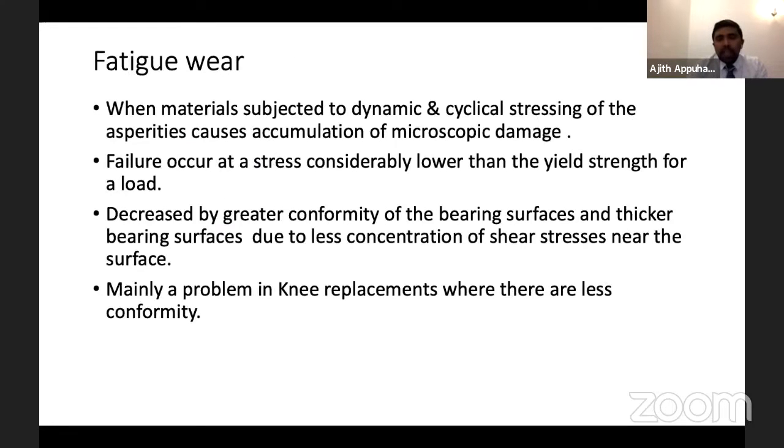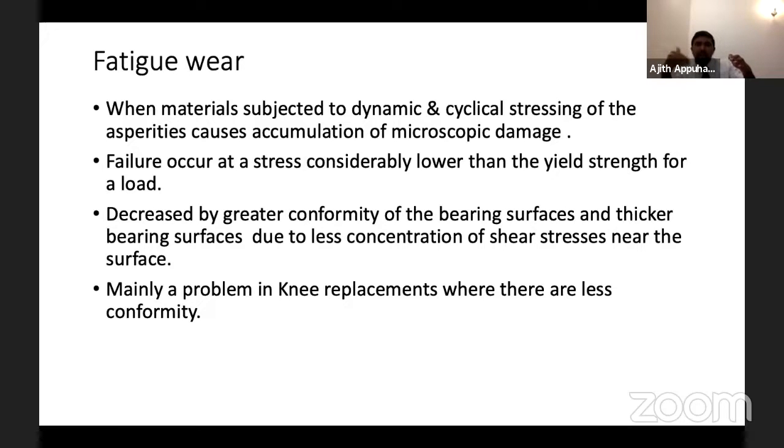When you go to fatigue wear, this is quite important. Actually, this is a separate topic, and this could be a separate viva question. Not fatigue wear, could be fatigue fracture. Fatigue failure is a separate viva topic. I will not go into that detail under fatigue wear, but I will explain what it is. When the materials are subjected to dynamic and cyclical stressing over these asperities, what I described before, those irregularities over the surface.